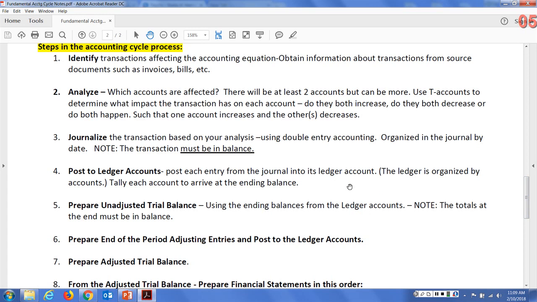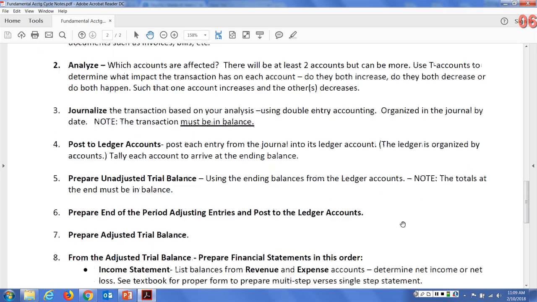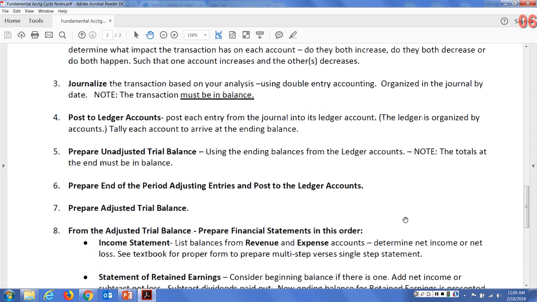In the end, you'll have numbers on both sides. You can't leave it that way for some accounts. You have to have your ending balance, and I'll demonstrate how you do that in a future video. You tally the account to arrive at your ending balance, and now you want to prepare something called an unadjusted trial balance. This is an interim report that you prepare.